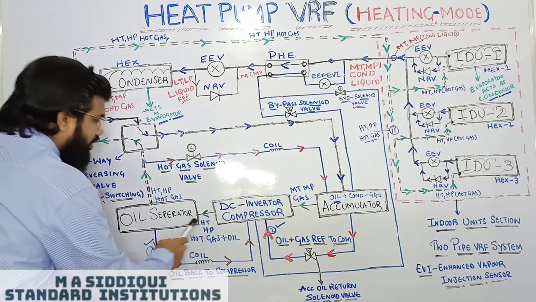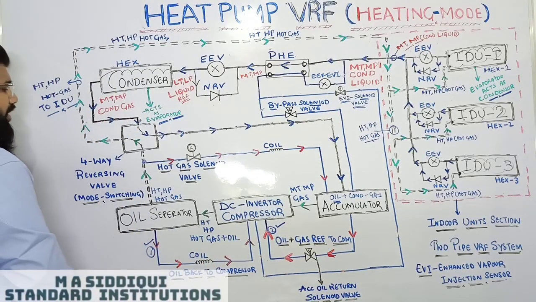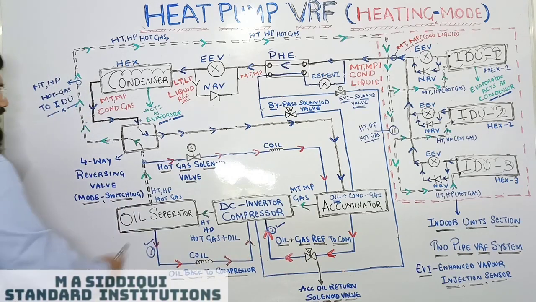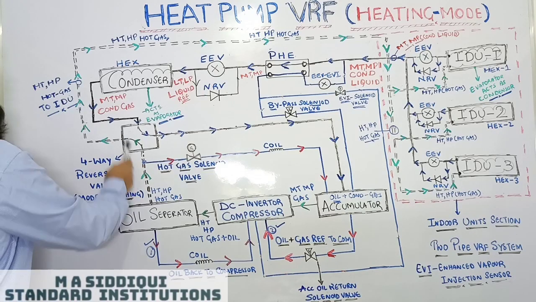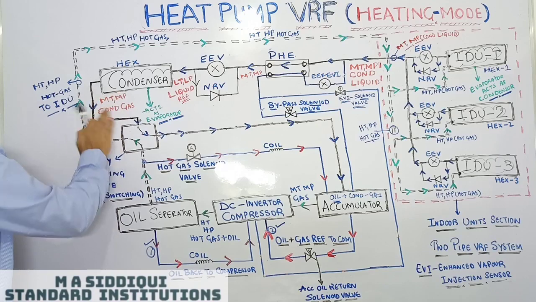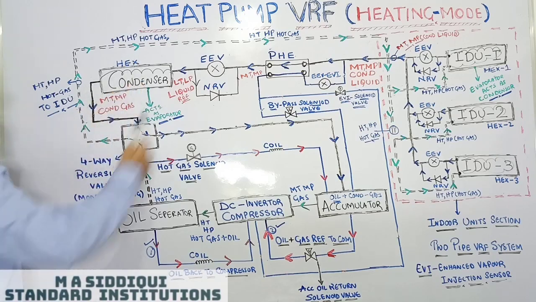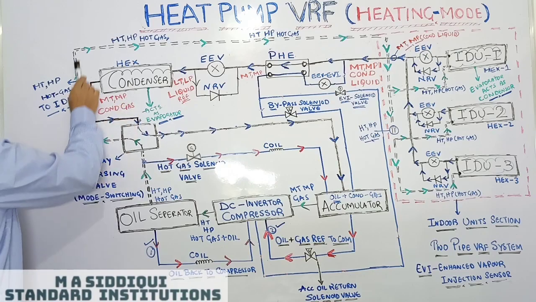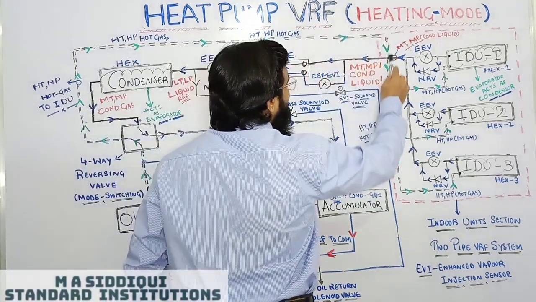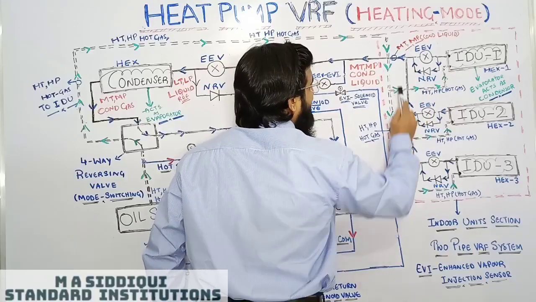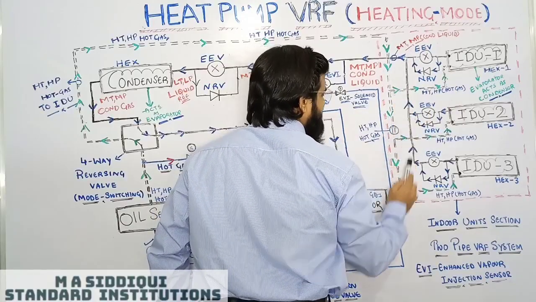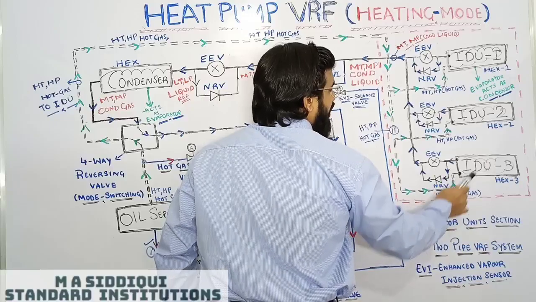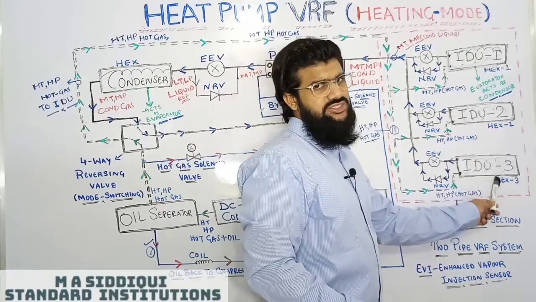Inverter compressor, hot gas is coming out to the oil separator, and oil is given back to the crankcase. From the oil separator, hot gas travels to the four-way reversing valve. From the four-way reversing valve, hot gas is not given to the condenser because that is for the cooling process. We are about to heat, so this hot gas will not go to the condenser. From here, it will be directly given to our indoor units through the main pipe and branch pipe. Hot gas has been given, and heat exchange takes place in the room.